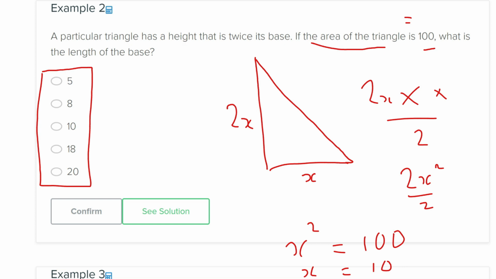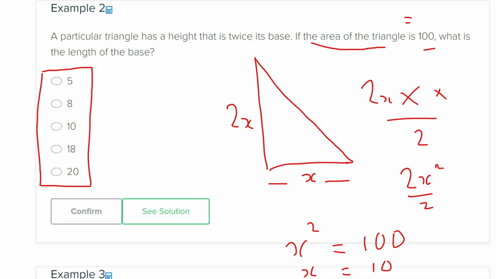Now don't rush and pick 10. Were they asking for the base or the height? They were asking for the base, so the answer is 10. But if they were asking for the height, it would be 20. So be careful, don't just rush because you've worked out x to pick the answer. Check that that's what they're asking for.